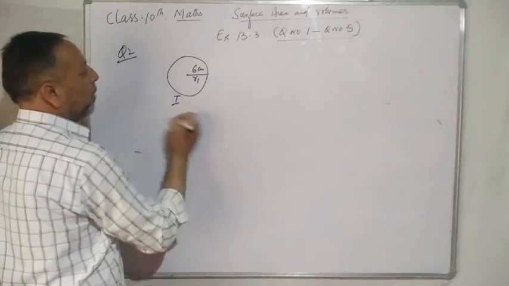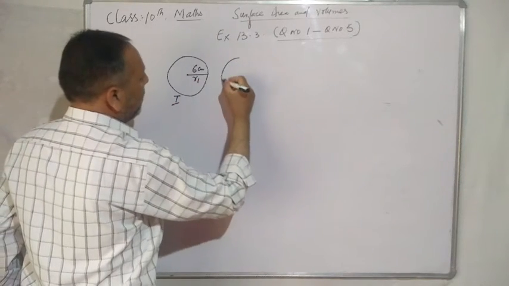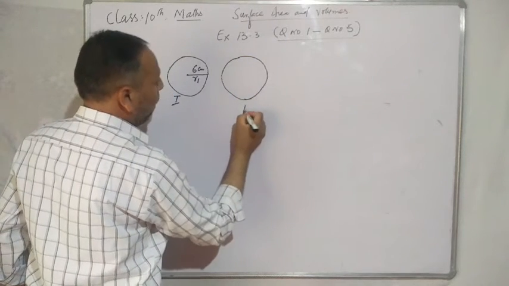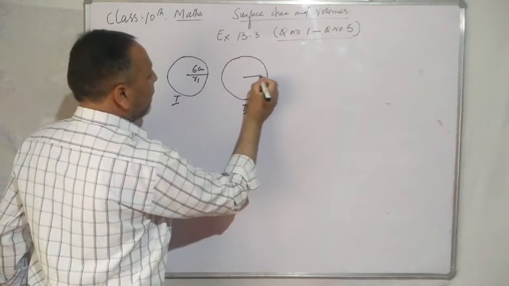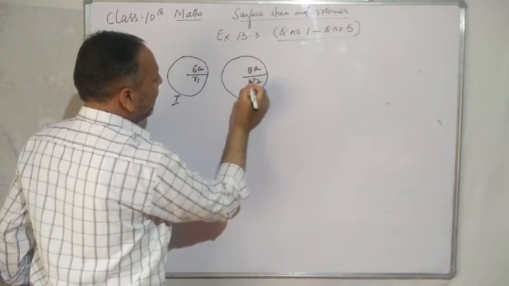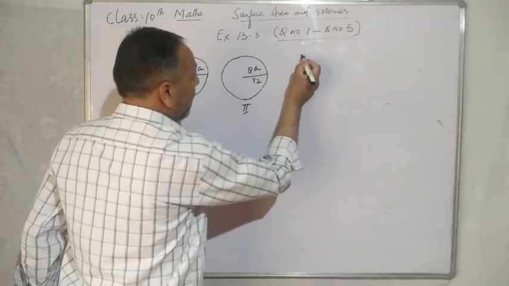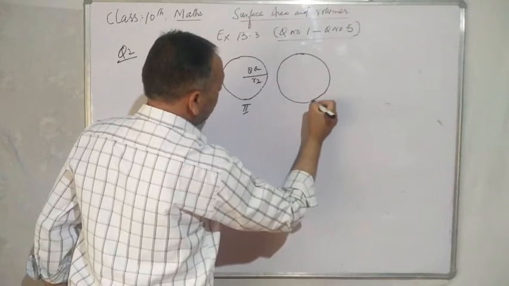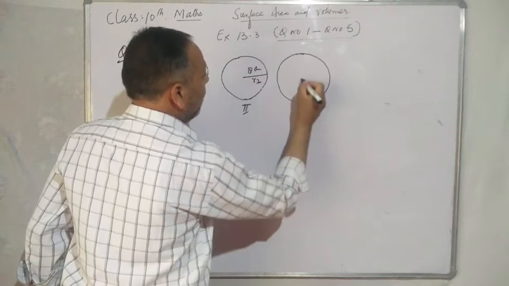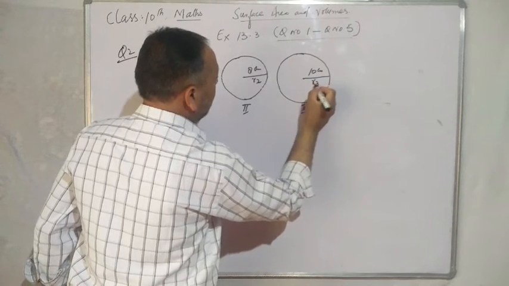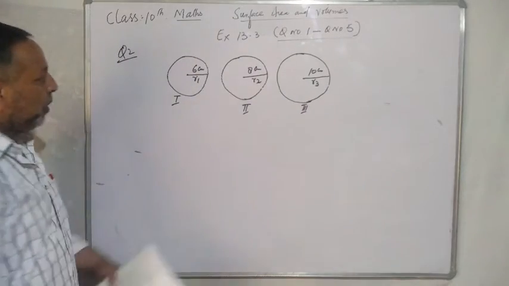Its radius is R1. Another sphere, let me name this as sphere 2, and its radius is 8 centimeter. Let me mark its radius as R2. And another sphere, number 3, and its radius is 10 centimeter. Let me mark its radius as R3.